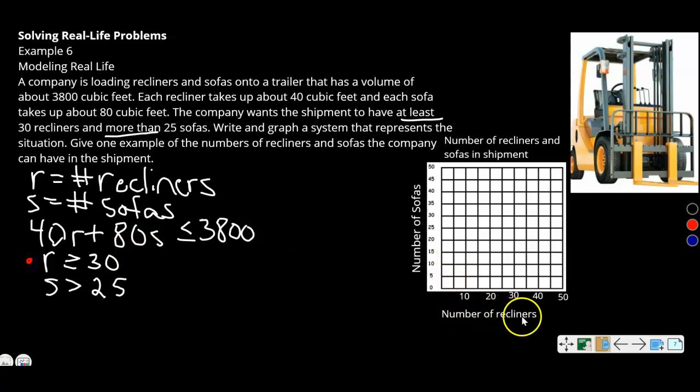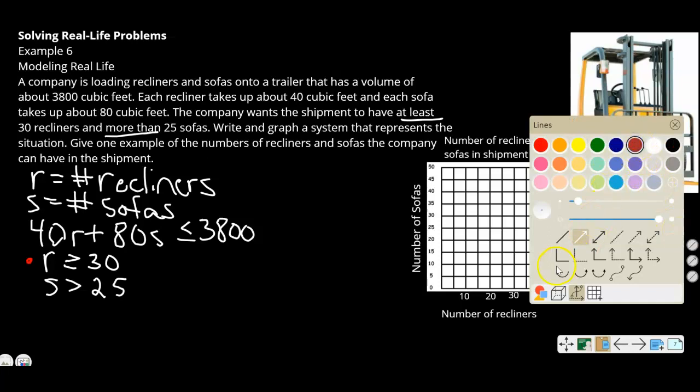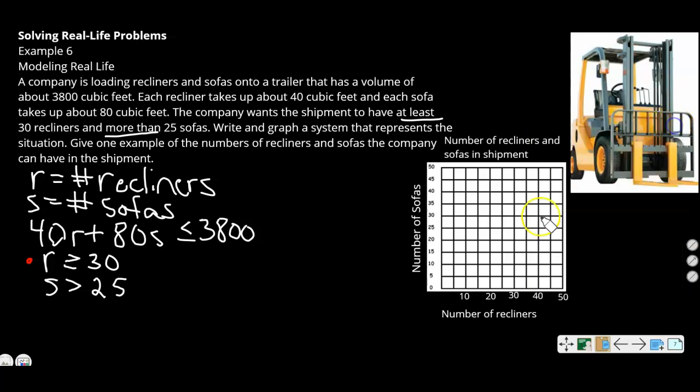You can see I have number of recliners on the bottom. So that's going to be a vertical line here. And it's going to be a solid line because we can have 30 recliners because it says at least 30 recliners. So we're going to have this and greater than would be in this direction here. Again, this little arrow just points that just to remind us that that's greater than or equal to.